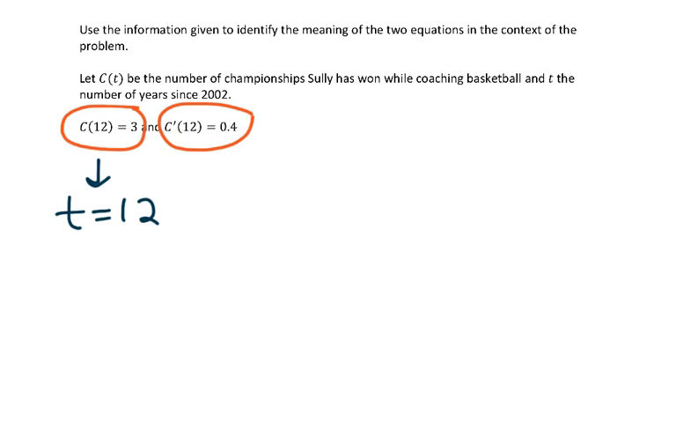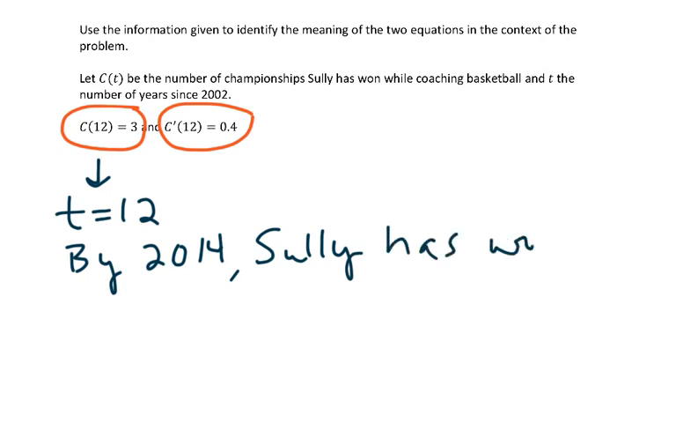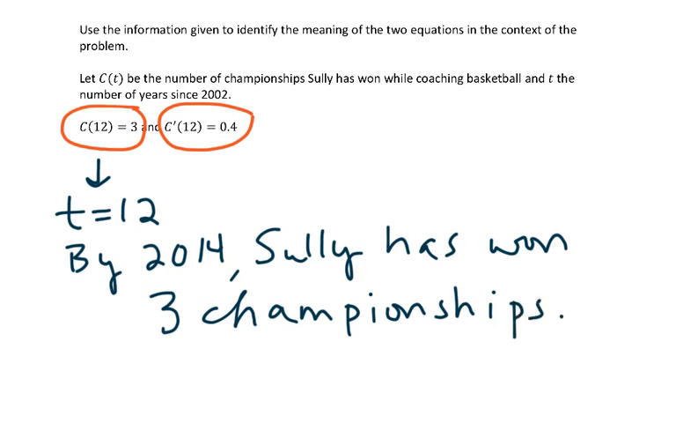And so let's see, what is that? That means 2014. So by 2014, we know, according to this equation in this context, that Sully has won how many championships? 3. So that's what that first equation means. C of 12 equals 3 tells us that by 2014, Sully has won 3 championships.